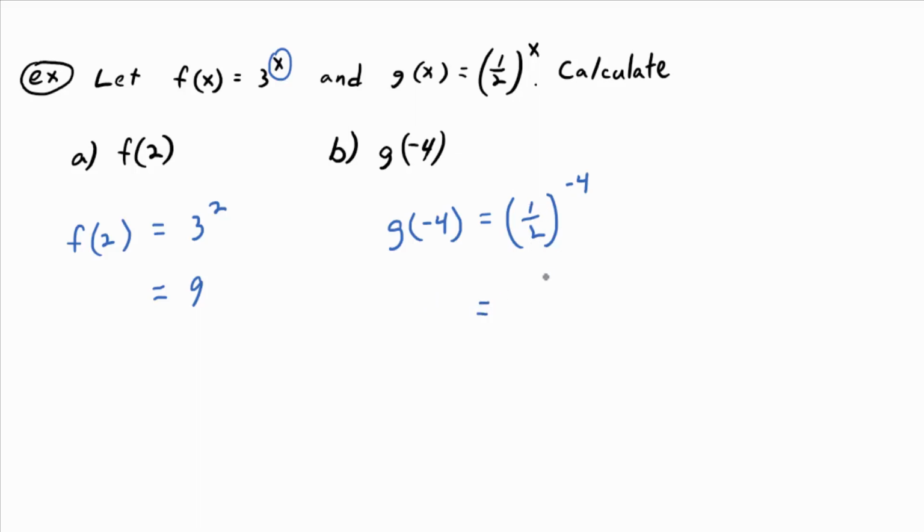So 1/2 to the negative 4 is the same as 2 to the positive 4, because the reciprocal of 1/2 is 2, or 2 over 1 if you like. And that's 16. 2 to the 4th is 16. So for f, if the input is 2, the output's 9. For g, if the input's negative 4, the output is 16. So function notation, it doesn't hurt to review that because we're getting close to final time.